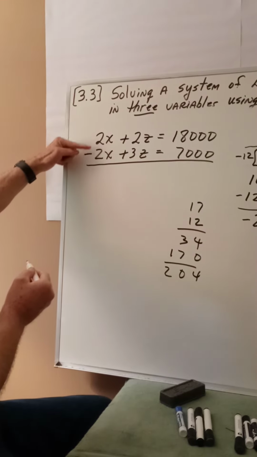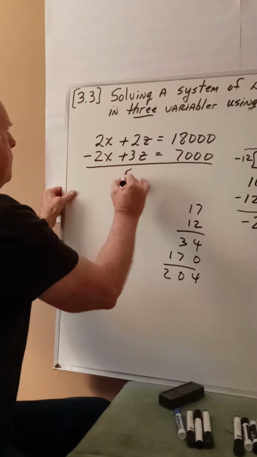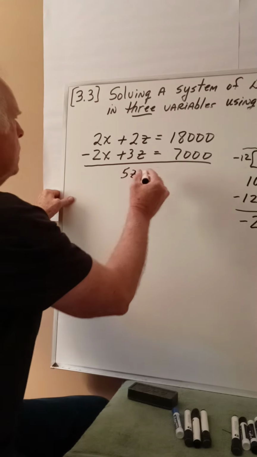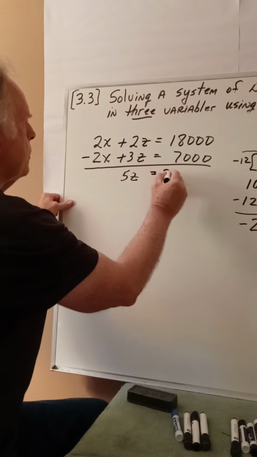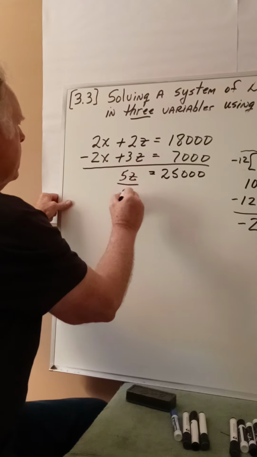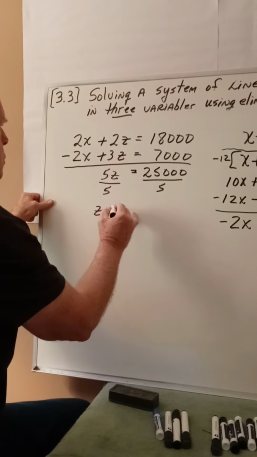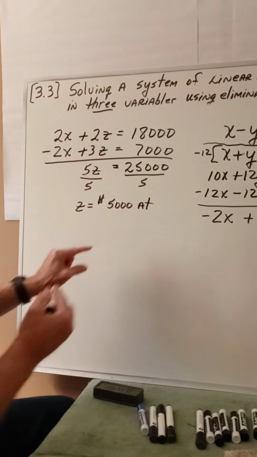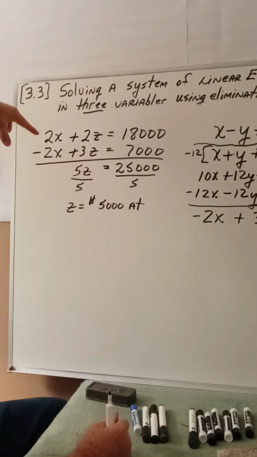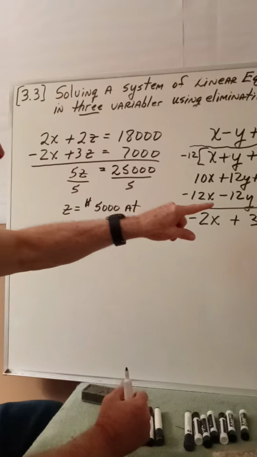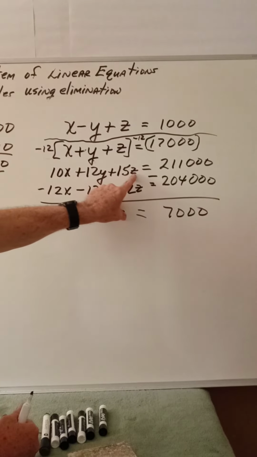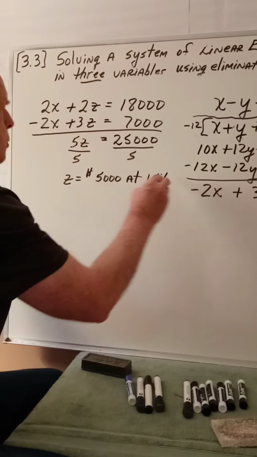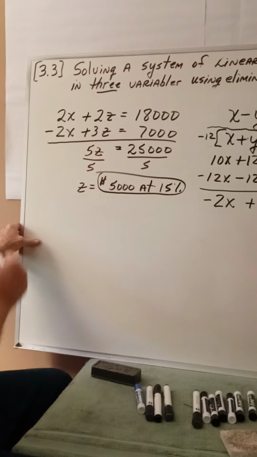The x's will cancel. We have 5z is equal to 18,000 added to 7,000, 25,000. Divide both sides by 5, and we'll get z is equal to 5,000. Now, I know we had the chart that took it away, but you have it down, or we can get it right from here. The z was affiliated with the 15%. So it's $5,000 at 15%. There is definitely one of our answers.